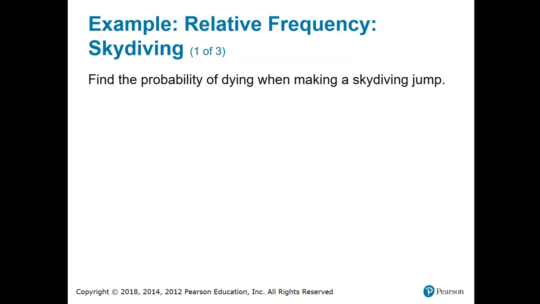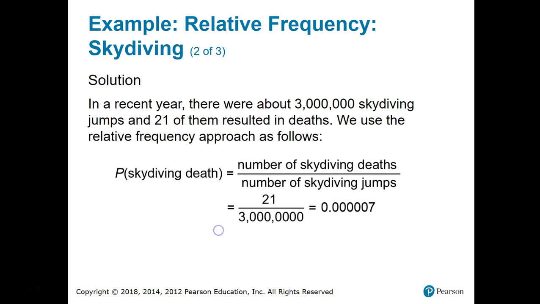Oh, this is a lovely one, isn't it? Find the probability of dying while making a skydiving jump. Well, let's see. In a recent year, there were about 3 million skydiving jumps, and 21 of them resulted in deaths. We use the relative frequency approach as follows. Number of skydiving deaths divided by the number of skydiving jumps. 21 over 3 million, 0.000007.